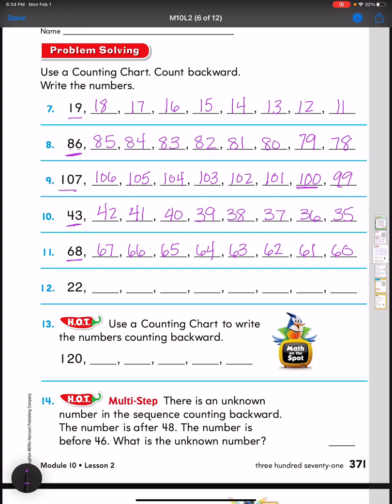And then number 12. I'm going to count backwards from 22. 21, 20. All right, I got to 20 and I'm going backwards. And now I need to get into my teens. So I was at 19, 18, 17, 16, 15, 14. Notice how I'm decreasing by 1 each time when I count backwards.